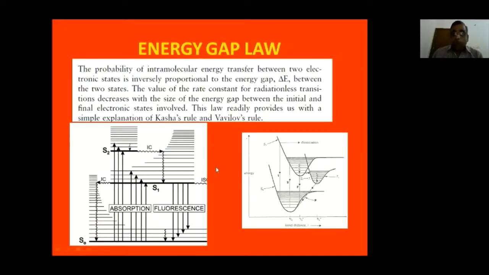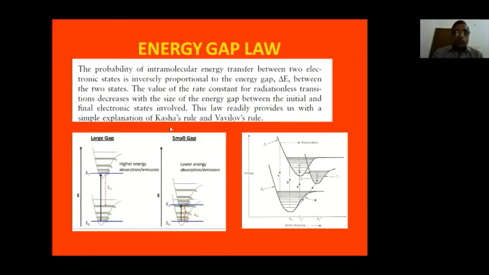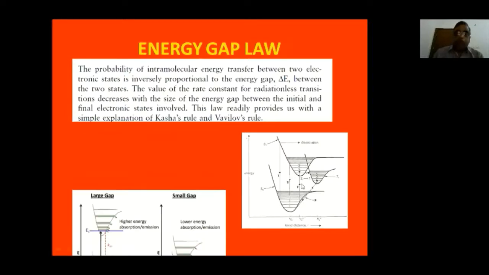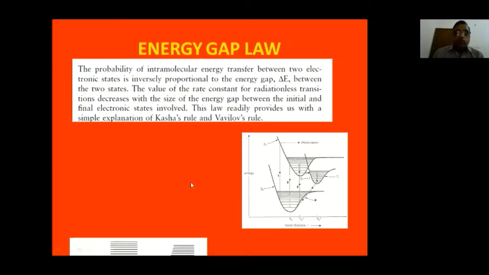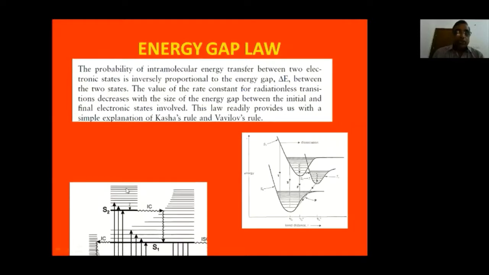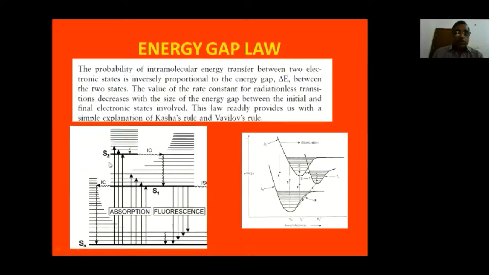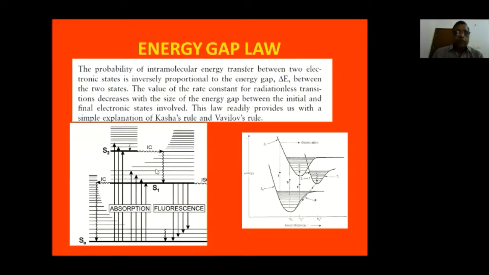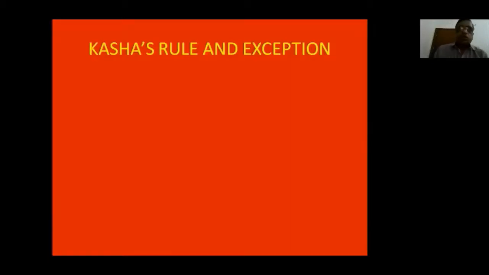Now you can look at this in terms of the electronic states S1 and S0. You can also compare between S1 and the triplet states. You can also compare in terms of the higher electronic singlet states, S2 to S1. The gap is really governing all the levels of relaxation, and this is the important law which tells you about the rates of relaxation, which also forms the basis for Kasha's rule.